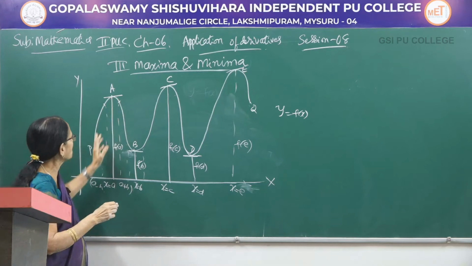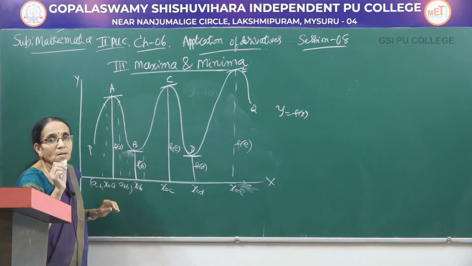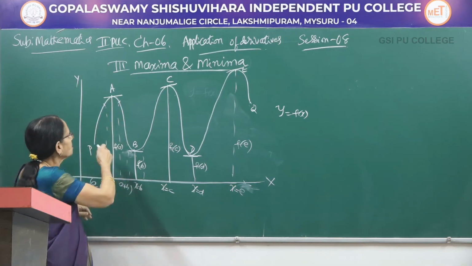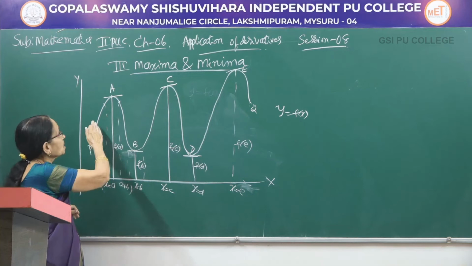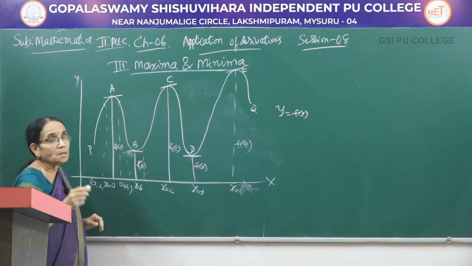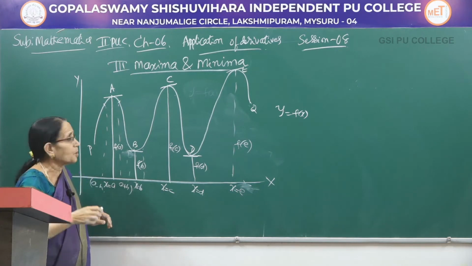So at this point, the curve is taking a turn. So A is called a turning point. Capital A is called a turning point. Similarly, here f dash x is changing sign from positive to negative. At what point? At the point of maximum. It is a local maximum point.